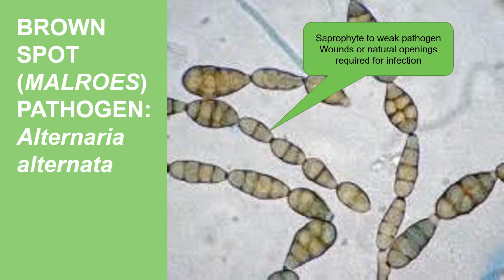The pathogen causing brown spot, or colloquially known as mulrus, is predominantly Alternaria alternata, although we know that there are other, what we call small-spored, Alternaria species that can also cause brown spot symptoms. However, normally when we refer to the pathogen of brown spot, we're referring to Alternaria alternata. Now this pathogen is more of a saprophyte. It's a lot weaker than Alternaria solani, and it requires wounds or natural openings for infection. So you can also see that they look different. It's quite easy to distinguish between these two pathogens under the microscope.